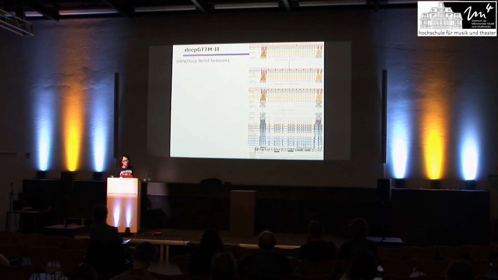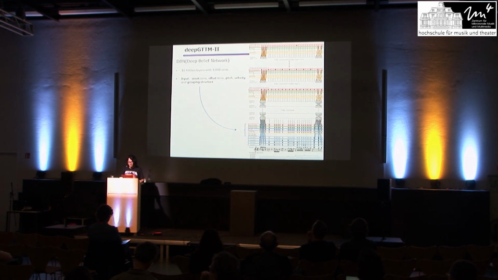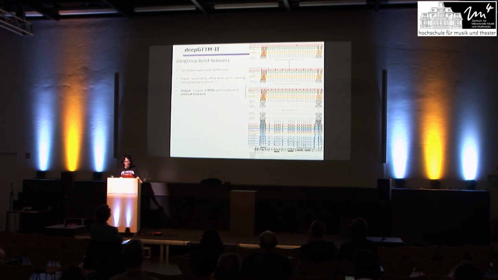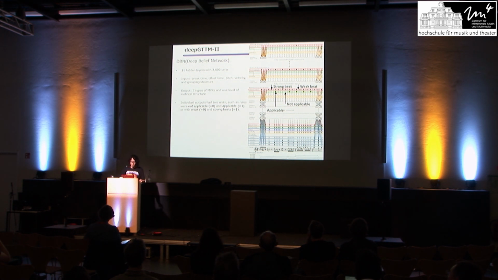And here is the network of the DeepGTTM-II. We use a deep belief network for generating the metrical structure. The network had 11 hidden layers with 3,000 units. The input of the network is onset time, offset time, pitch, velocity of the note sequence, and grouping structure. The output of the network is 7 types of MPRs and 1 level of metrical structure. Each output had 2 units, such as rules not applicable and applicable, or weak and strong beats.